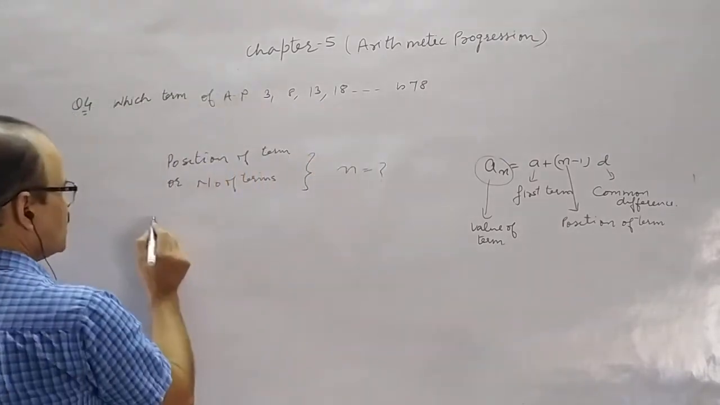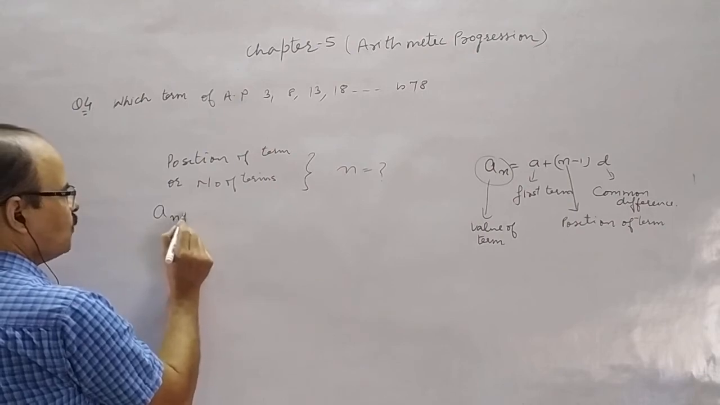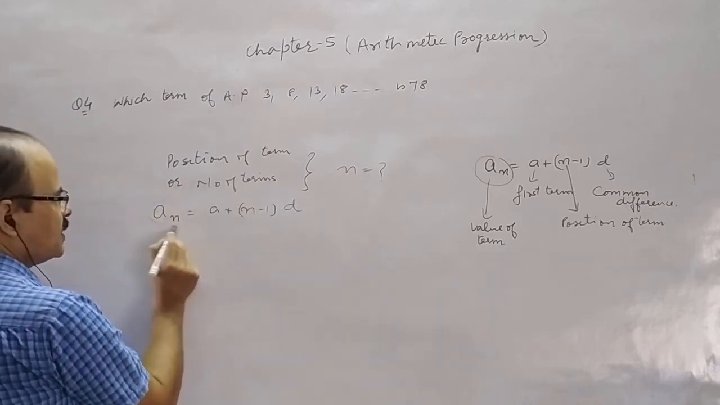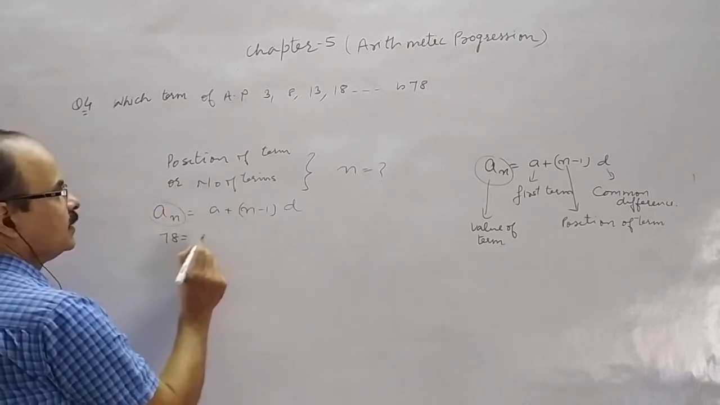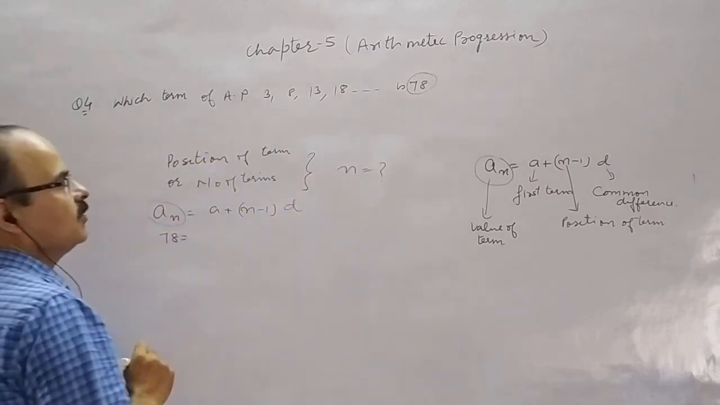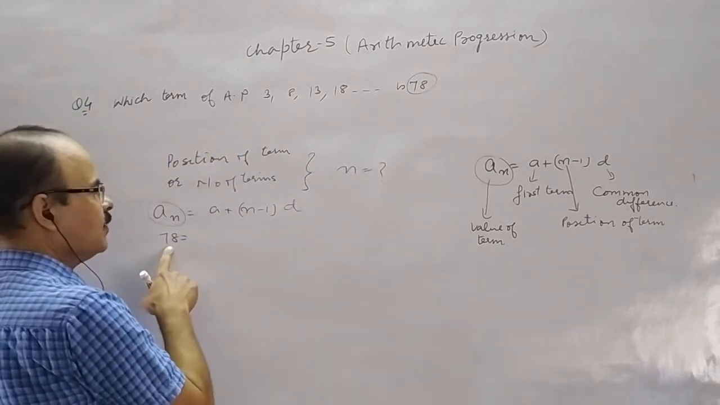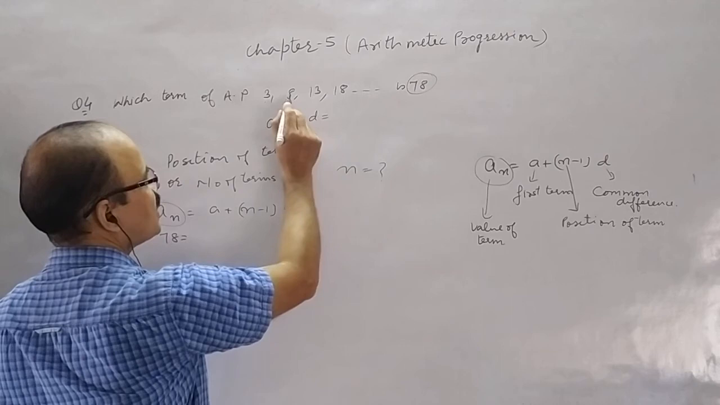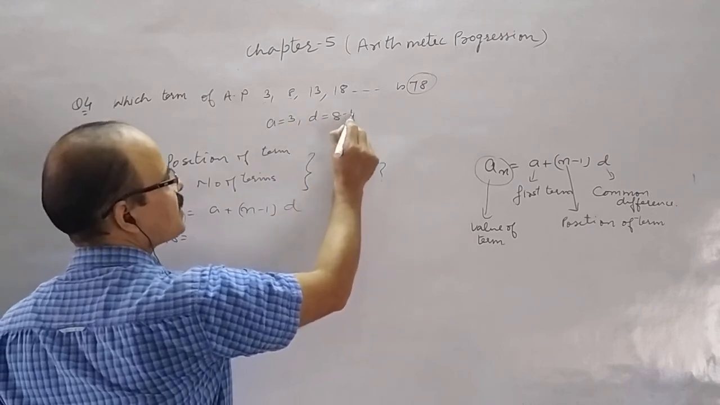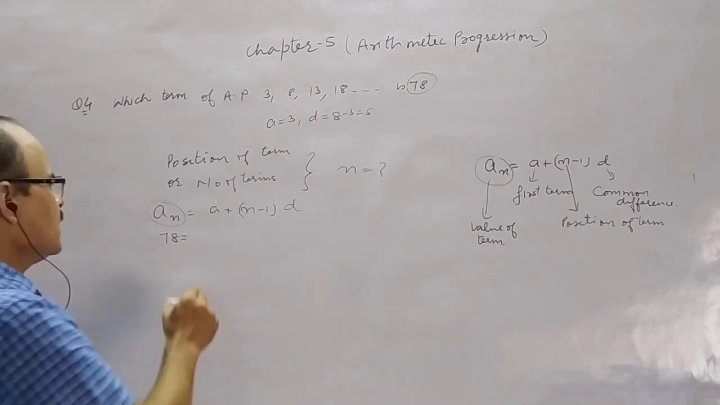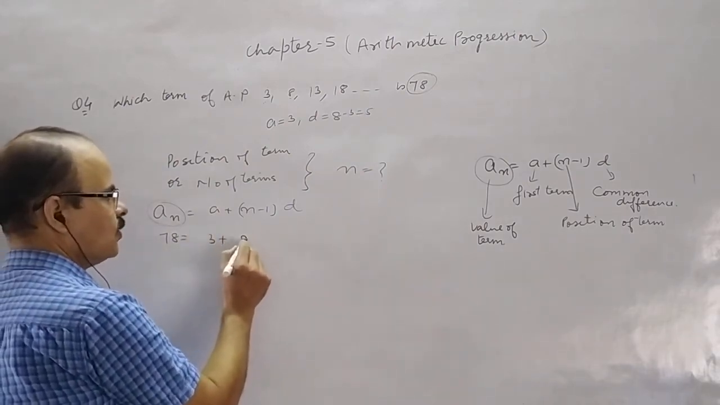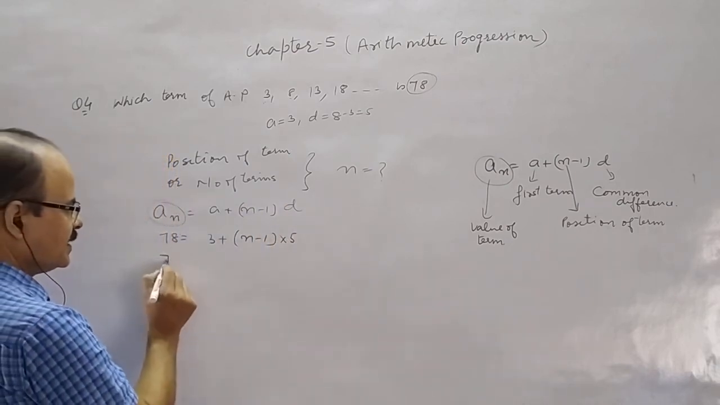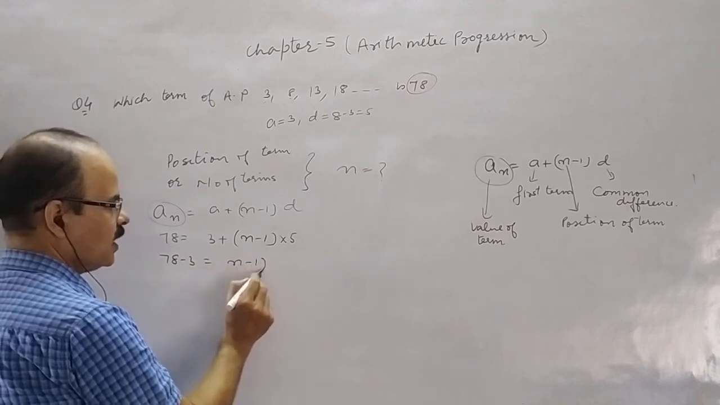78 is given to us, whose position we have to calculate. We will apply the formula for an, a plus n minus 1 into d. We'll keep this an as 78, because this is the value of the term and we have to calculate its position. So we have 78, and a is the first term. From here a is 3, and d you can calculate as a2 minus a1. 8 minus 3 will give you 5. So a is here 3, and d comes out as 5. Bring this term to this side. 78 minus 3 is n minus 1 into 5.